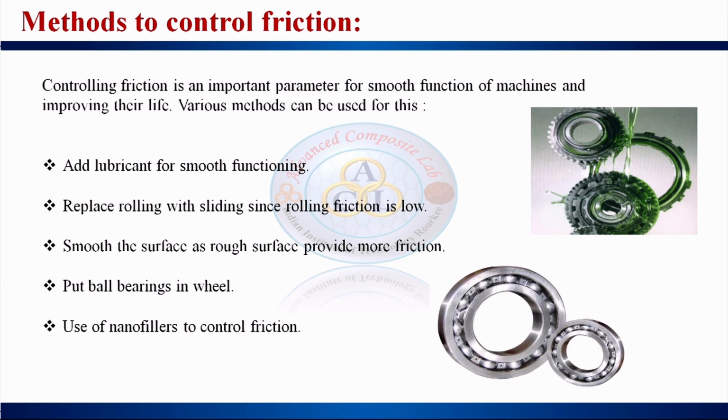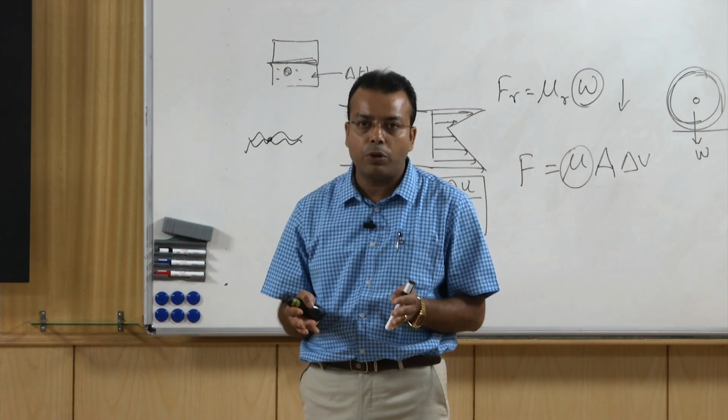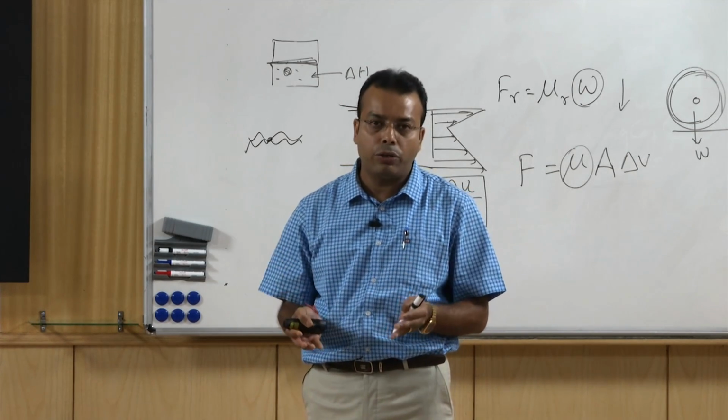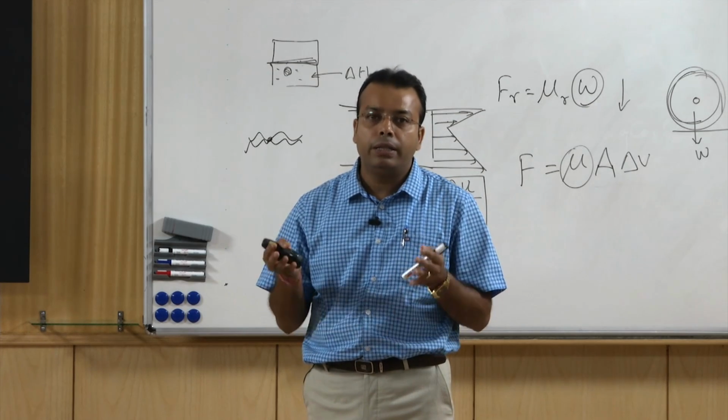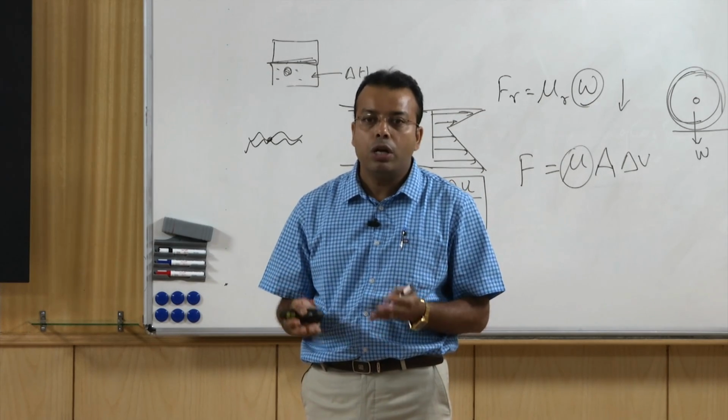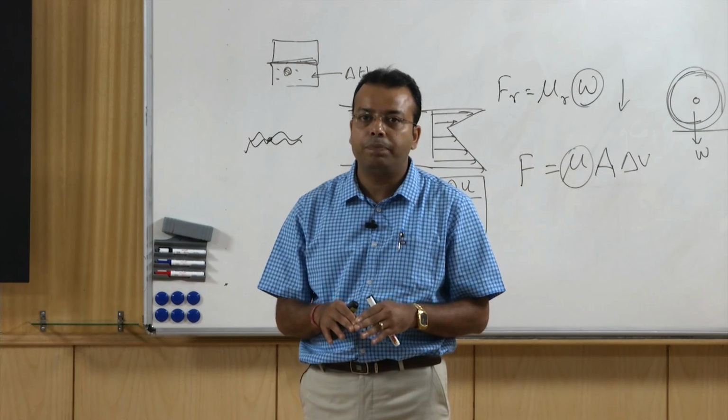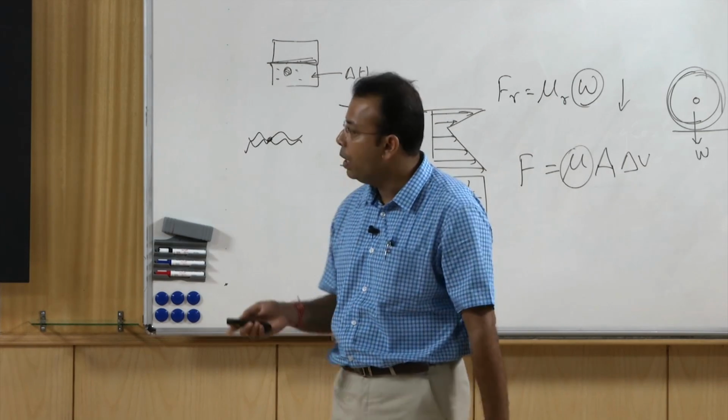Use of nanofillers to control friction. That is why we generally use carbonaceous fillers like carbon nanotubes, graphite, graphene, fullerene, and carbon dots, so that they can reduce the frictional force between the materials.